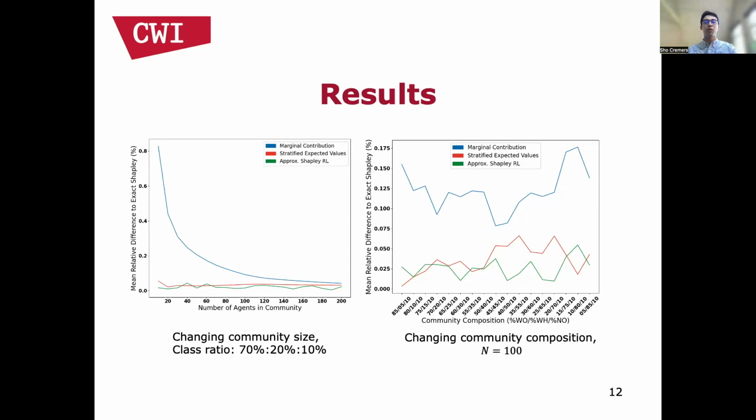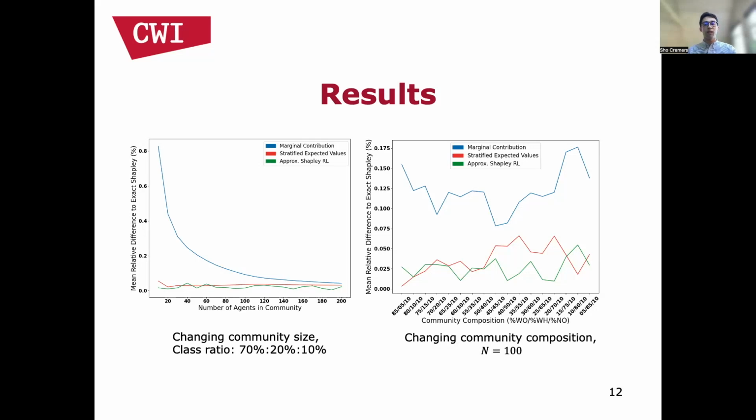The result on the right is when the community is kept at a constant size, in this case 100 agents, but we change the proportions of two classes. So more on the left of the figure means the majority is the work at office class, and the more you go towards the right, the majority becomes the work from home class. Here you can see that the error is quite small for all cases, being less than 0.2% error, since the community is quite large. But still, the stratified expected values and adaptive sampling outperform the last marginal contribution method. And in this experiment, there is quite an overlap between the stratified expected values and adaptive sampling method.